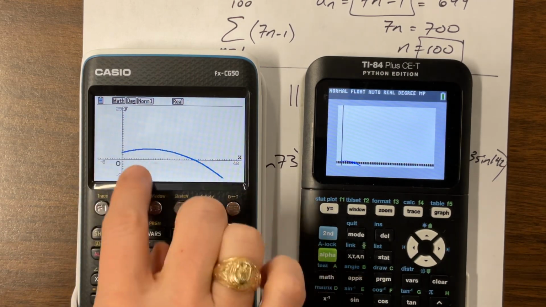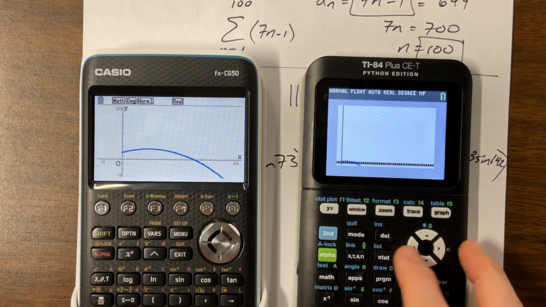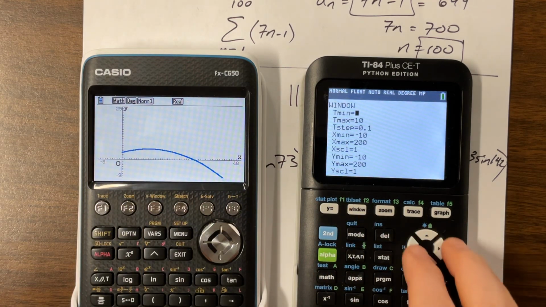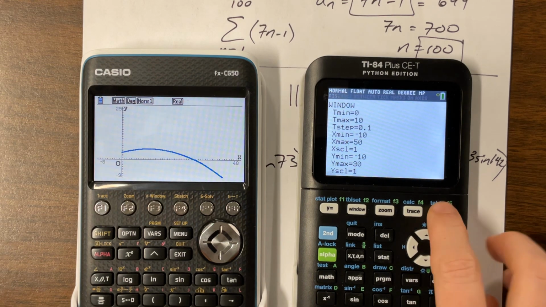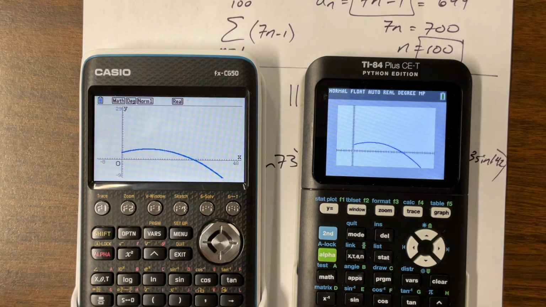look smooth and continuous. If I had not changed my T values, let's go back to window. What did I change this to? No, I don't, 50, and then 30, I don't remember. Graph. Okay, that's pretty similar.